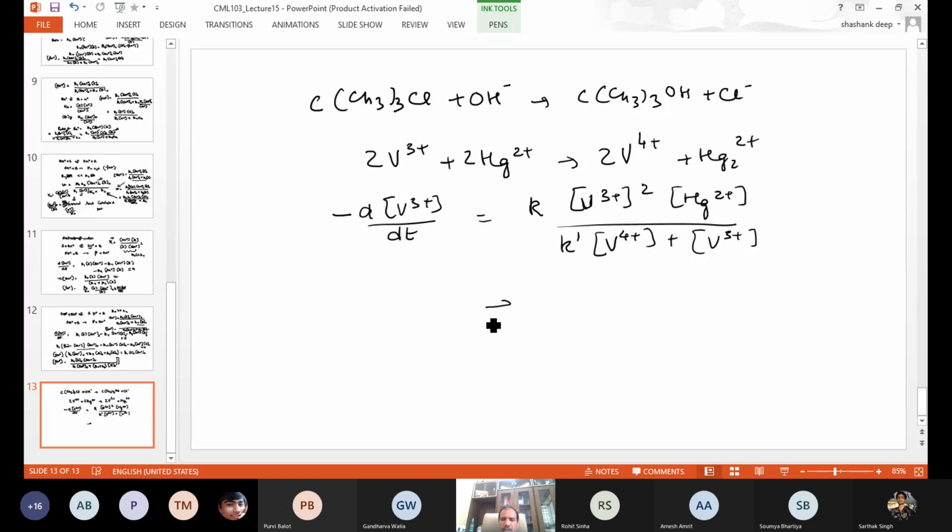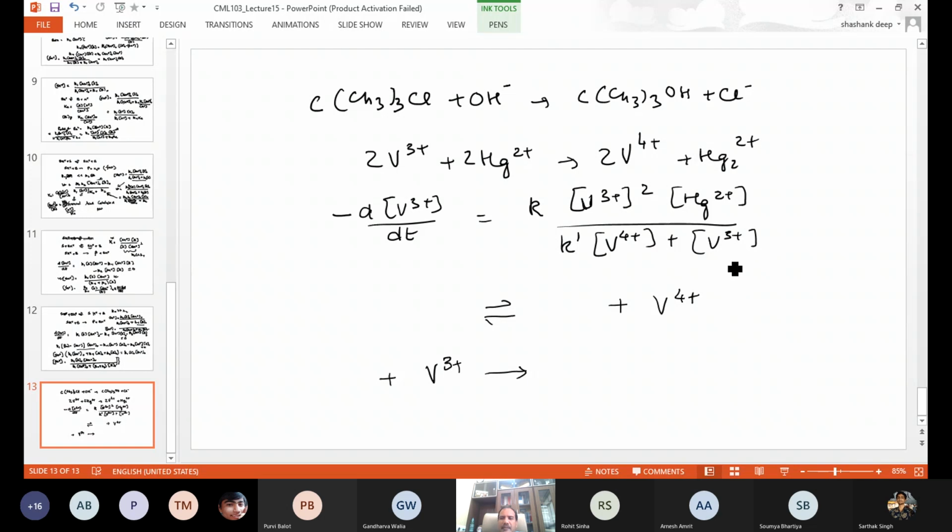Am I right? So let's write like this. Now tell me what I should write here. Apart from the intermediate, what will form here? V4 plus. Okay. And here V3 plus. Good. And now I have to write the intermediate. Am I right? What do we do for the intermediate? First we have to assume this is slow. So if I take this as a slow step, then what do I have to neglect?